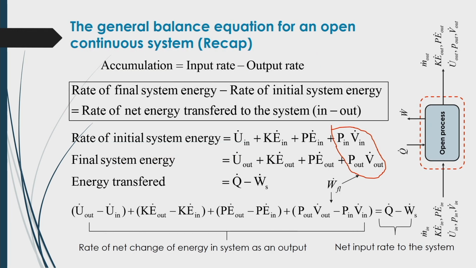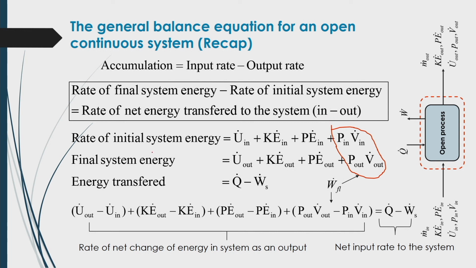Now from these terms we can make the general energy balance equation for an open continuous system in terms of rate. In this case we know that accumulation will be equal to input minus output, and if it is continuous, then accumulation will be equal to input rate minus output rate. The rate of final system energy minus the rate of initial system energy will be equal to the rate of net energy transferred to the system, that is in minus out.